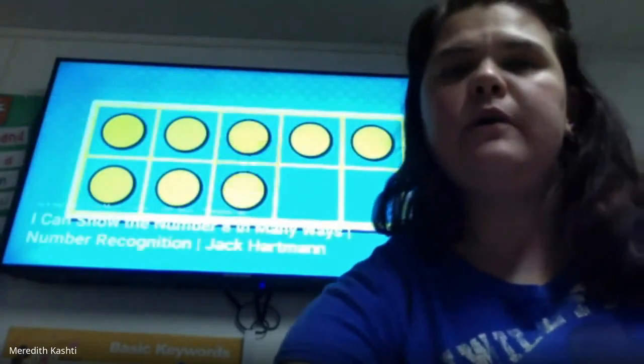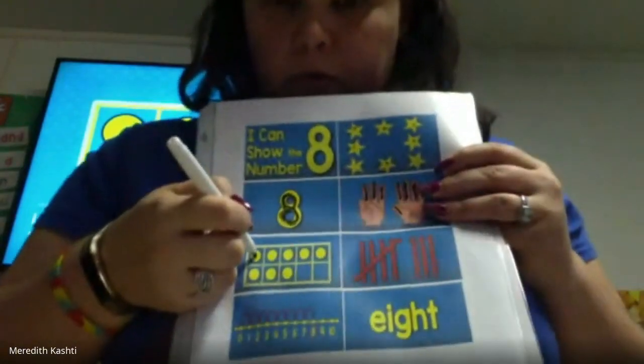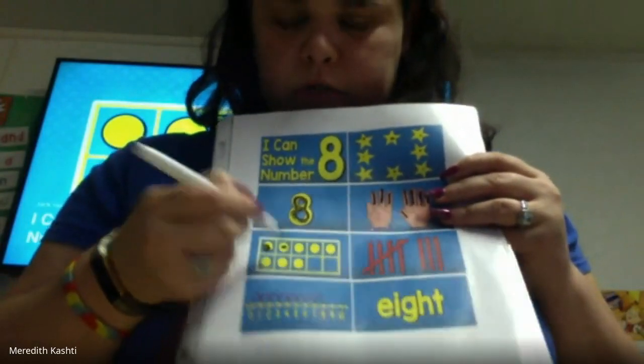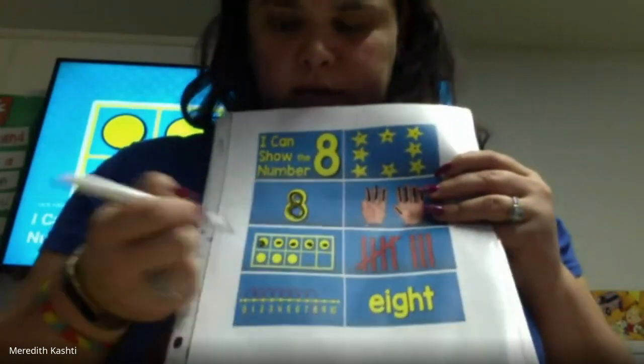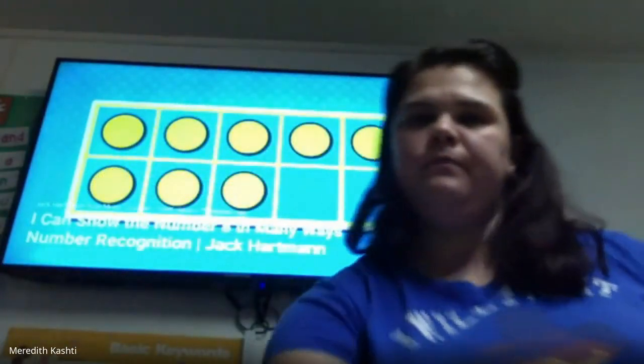All right, so we're going to go ahead and look at our picture and count to 8. Remember, count each dot. 1, 2, 3, 4, 5, 6, 7, 8. Good job. 8. You have to touch each one as we count them. In many ways.